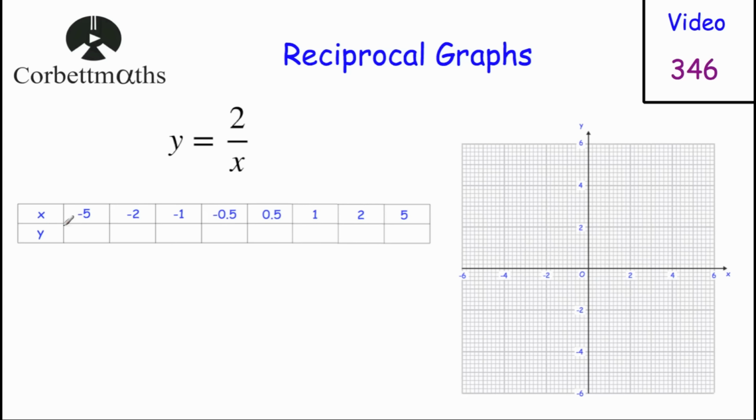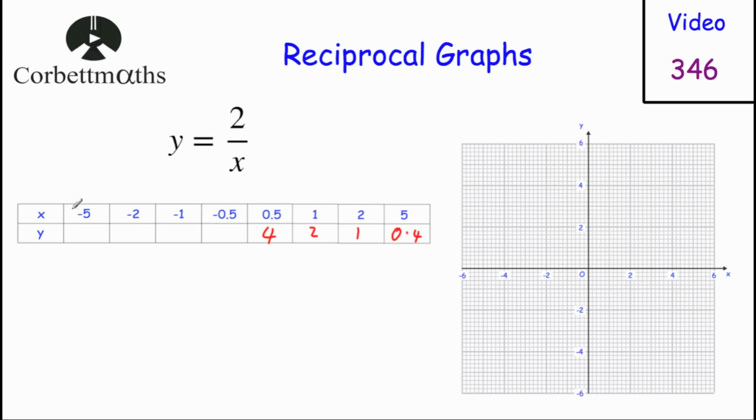So we're going to draw a graph, and we've got an xy table with quite a lot of points because there are curves involved. It's not nice straight lines. So we're going to substitute these values of x into our equation to get our values for y. Let's start off with the positive values. So let's use x equals 5. 2 divided by 5 is 0.4. Then 2 divided by 2 is 1. Then 2 divided by 1 is 2. Then we've got 0.5, so 2 divided by 0.5. Well, there's 4 halves in 2, so the answer would be 4.